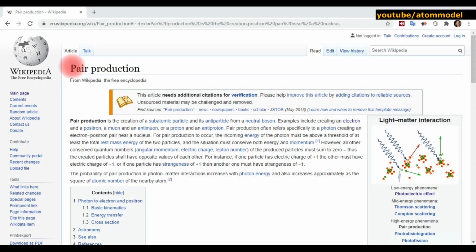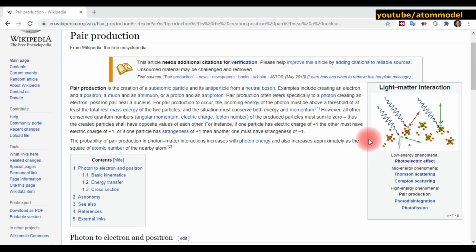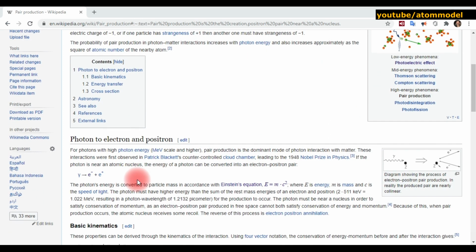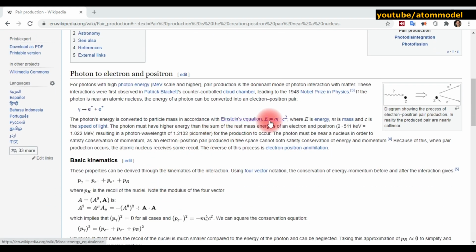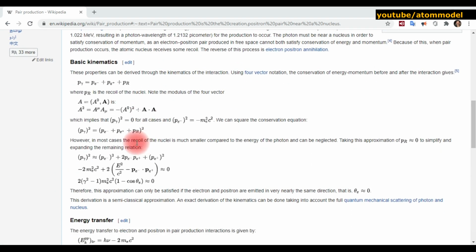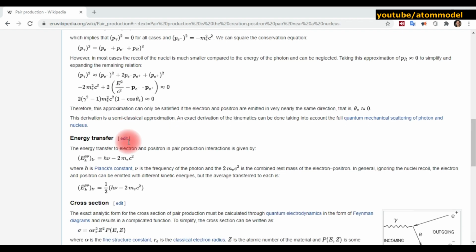Later, scientists also observed that a high-energy gamma ray photon can produce an electron-positron pair when it passes near the nucleus of a heavy atom. The phenomenon is called electron-positron pair production. This phenomenon is nowadays considered one of the experimental evidences that energy can be converted into matter.